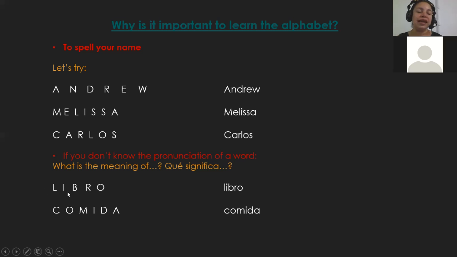L, I, B, R, O, libro. Can you spell the next one? C, sorry. C, O, M, I, D, A. Can you read that word? Comida. Comida. I guess now you are ready to read in Spanish. Should we do some practice?